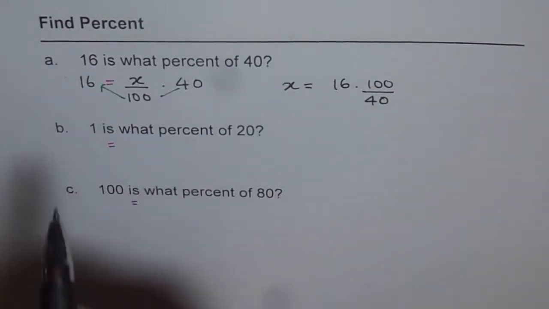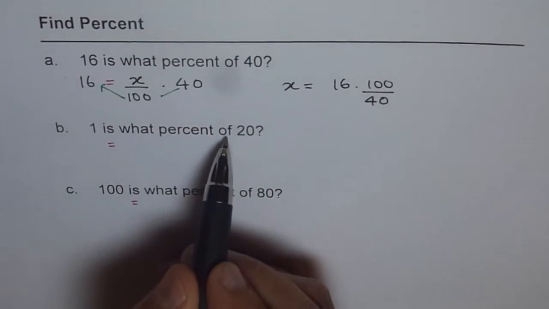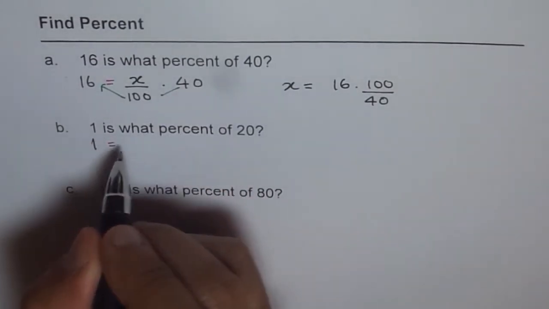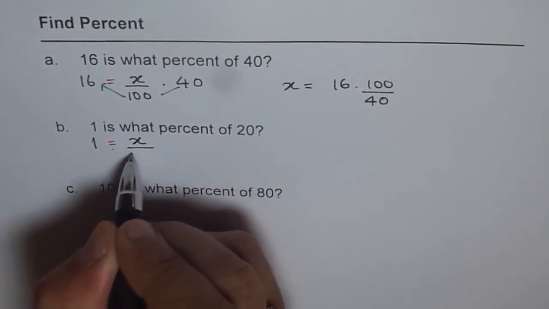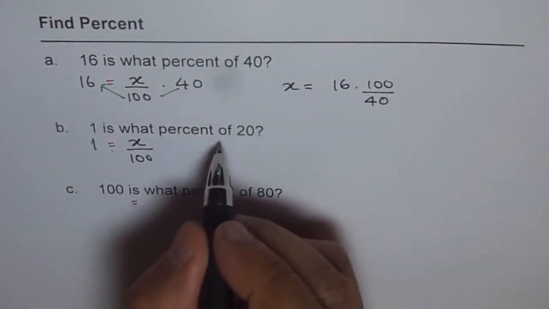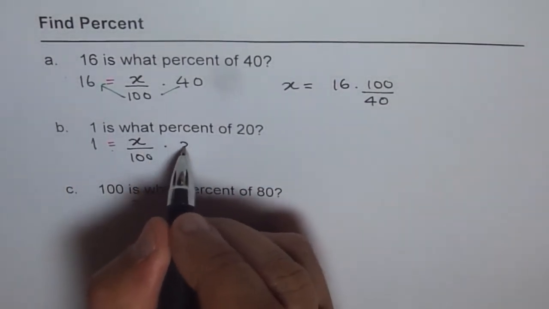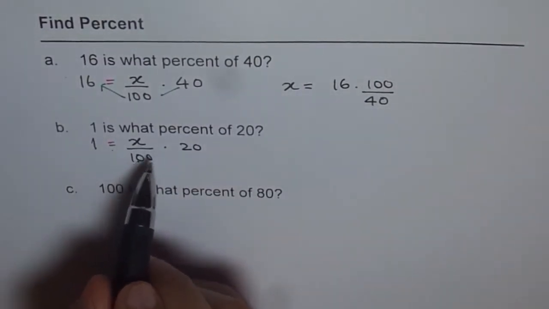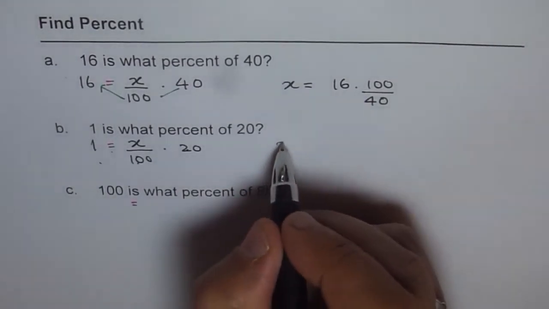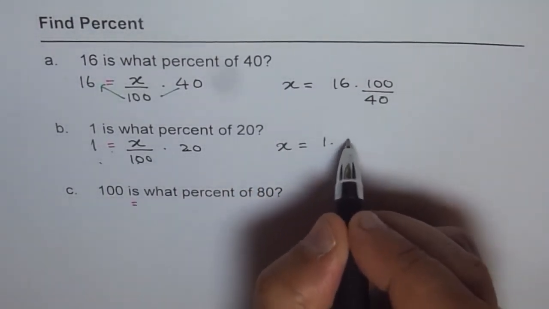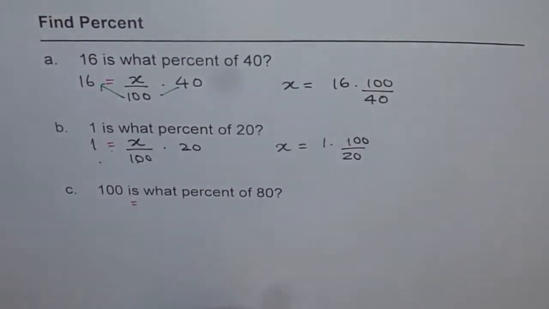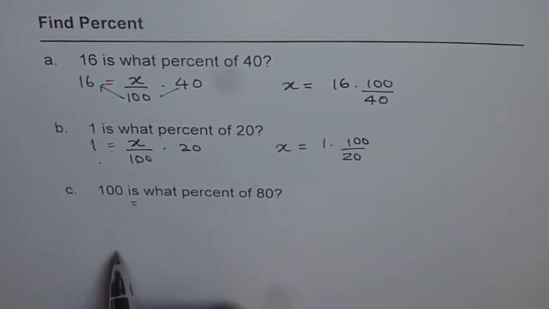Let's go into the next one. 1 is what percent of 20? So 1 is means equal to what percent we don't know. We say x percent. X percent of means times 20. Now to find x, we'll multiply 1 by 100 and divide by 20 to get our answer. Do you get it?